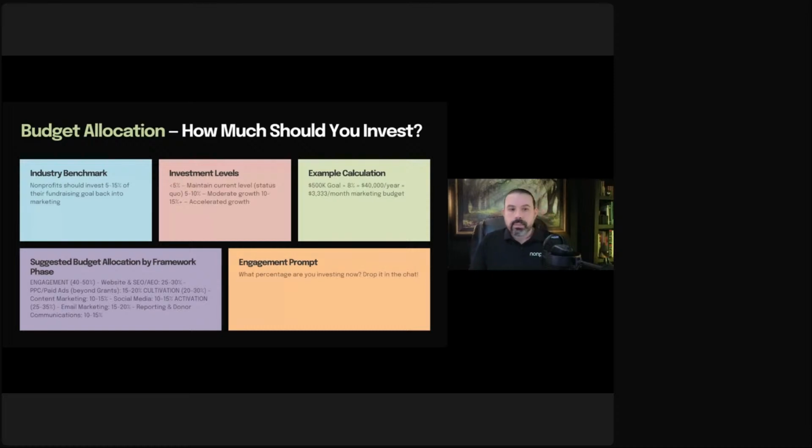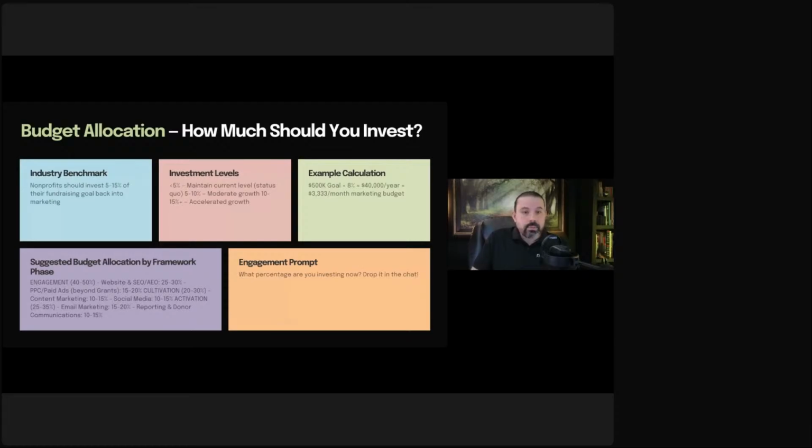All right, we need to be talking about investment. Nonprofits should be investing between 5 to 15% of their fundraising back into marketing. Some of you look at that number and it's staggering, and you're like, wow, I couldn't possibly do that. The problem is that when you don't plan to do that, you end up underspending, which means you end up undergrowing. With investment levels under 5%, you're maintaining your current levels, staying at the status quo.